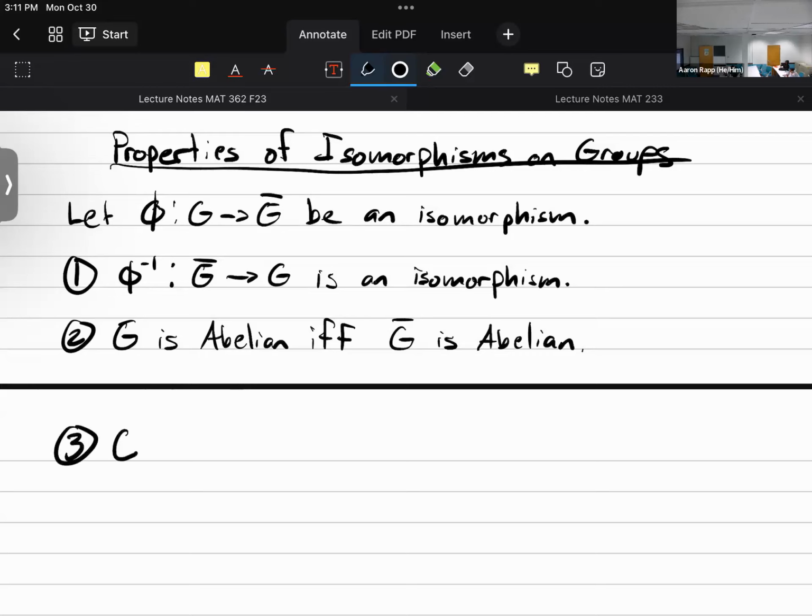Third one. Group G is cyclic if and only if G bar is cyclic. That's true under the assumption that there is an isomorphism that exists between these two groups.